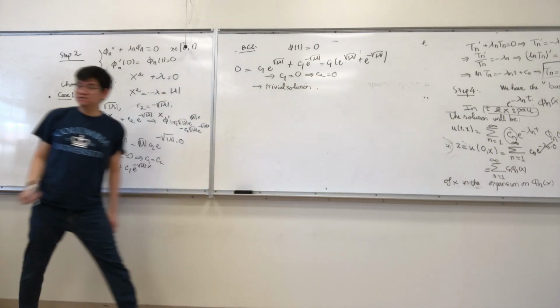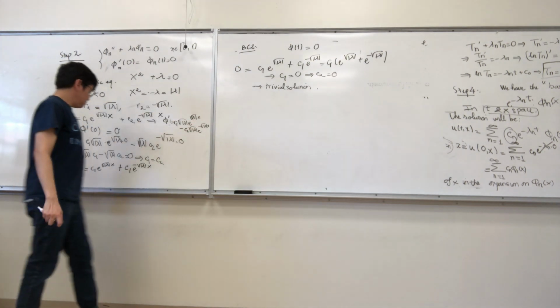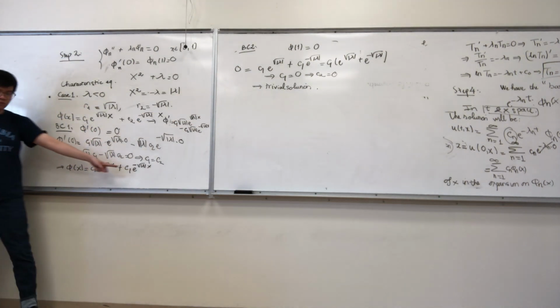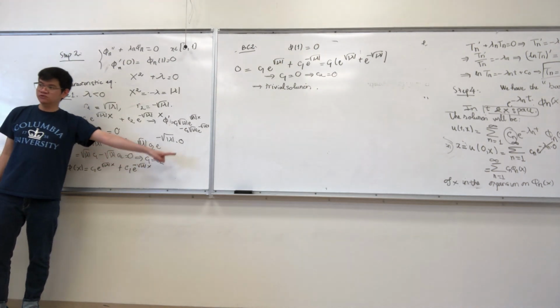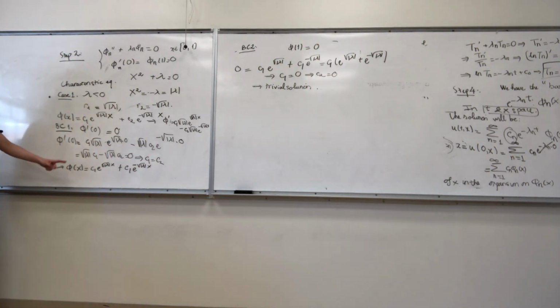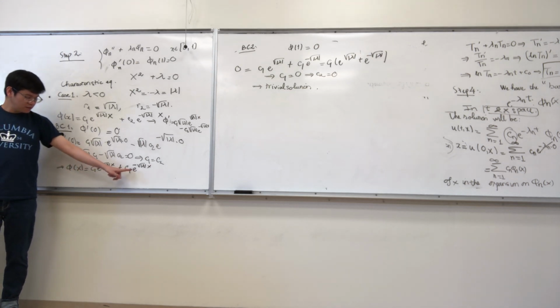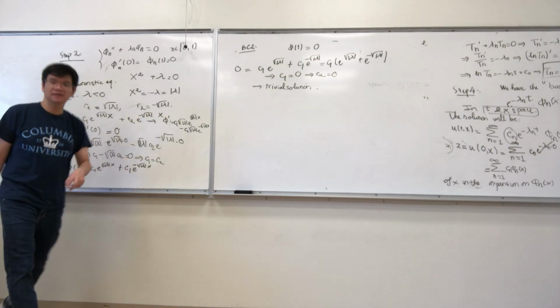Alright? So I explain again. Using the first boundary condition, you find that C1 is equal to C2, right? Because C1 is equal to C2, phi will be C1 exponential of the square root of lambda times x plus C1 exponential of minus square root of lambda times x, right?